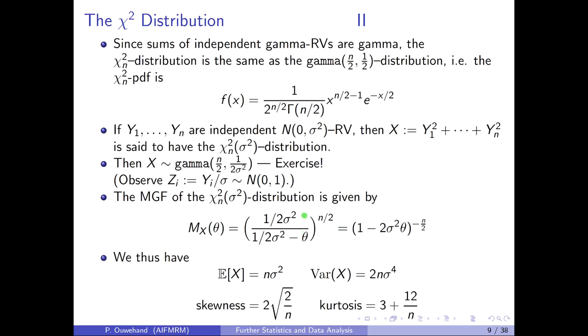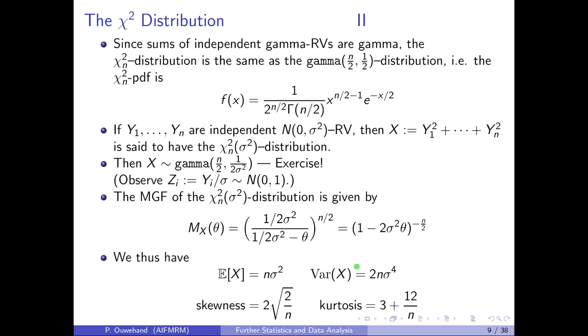Remember, lambda is equal to 1 over 2 sigma squared and alpha is equal to n over 2. And that simplifies. Simply multiply top and bottom inside there by 2 sigma squared. Now the mean of the gamma distribution was equal to alpha over lambda. That's n over 2 over 1 over 2 sigma squared. So the 2's cancel and therefore the expected value of x is just n sigma squared.